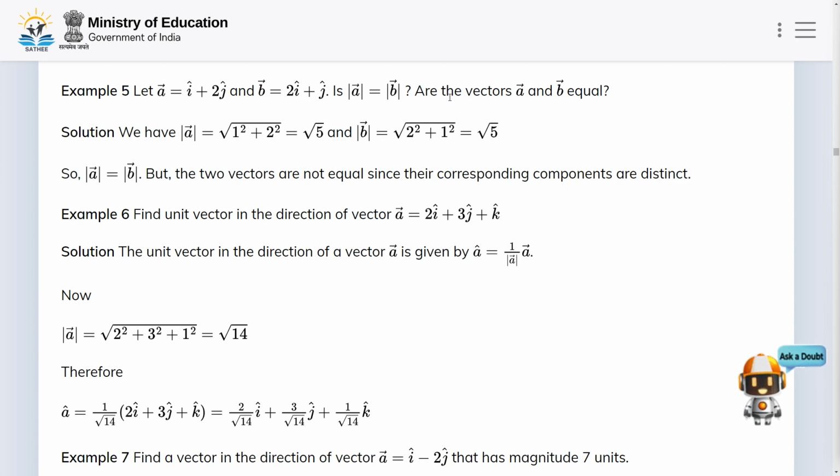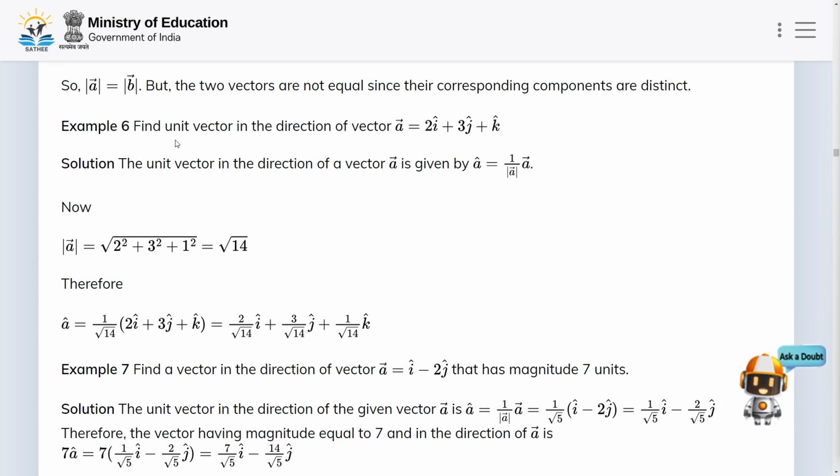Now, are the vectors equal? No. Why? Because the two vectors are not equal since their corresponding components are distinct. Two vectors are only equal when their corresponding components are the same. Okay. So now next, find the unit vector in the direction of this.